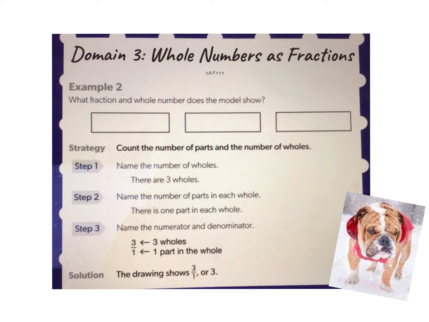So I'm counting, and I have 1, 2, 3 whole parts. So I'm going to name the number of wholes, so I see that there are 3 wholes. Then I'm going to name the number of parts in each whole, and there is only 1 part. It's not divided into any fraction. So that's where I get 3 wholes as my numerator, and 1 part as the denominator. So the drawing shows 3 over 1, which also equals 3 wholes.